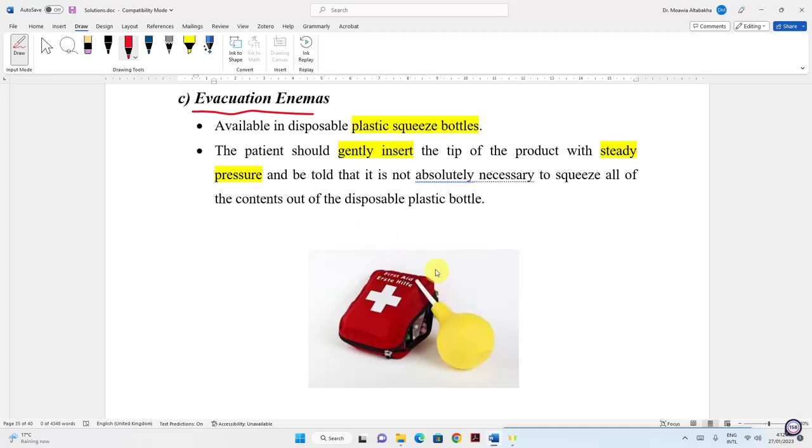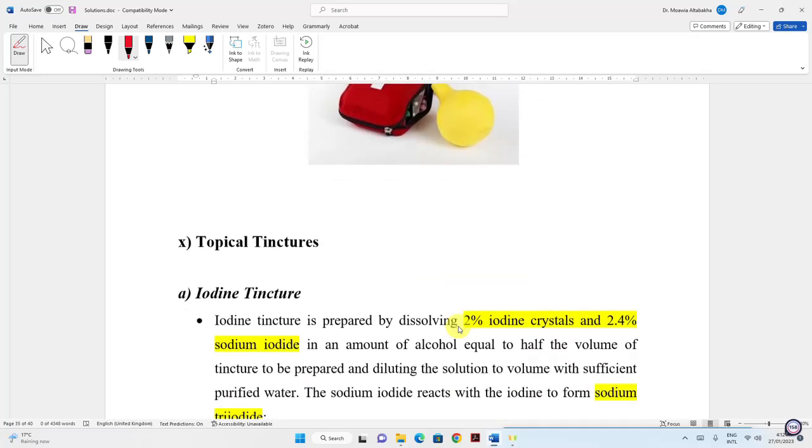Okay, first you would need to insert the tip of the squeeze bottle into the rectum, and then apply pressure steadily until you feel that your rectum is full. In this case, you remove the bottle and you evacuate any stool that is there. Okay, you have to tell the patient that they don't need to administer the whole liquid. If they feel that the rectum is full and it will explode, the pressure is enough for the stool to come out, then they can stop and they can allow the stool to come out.